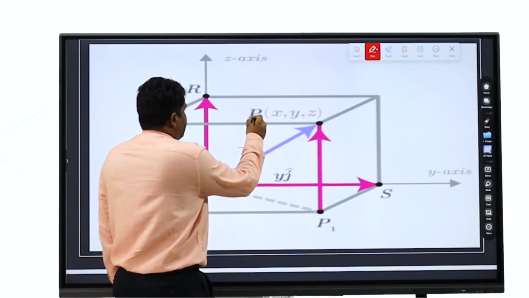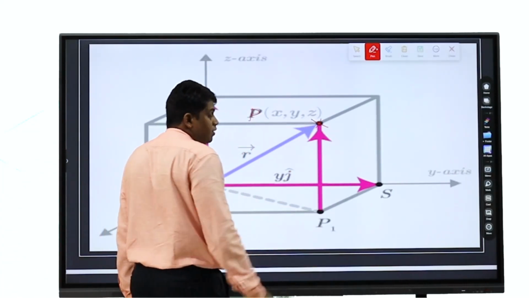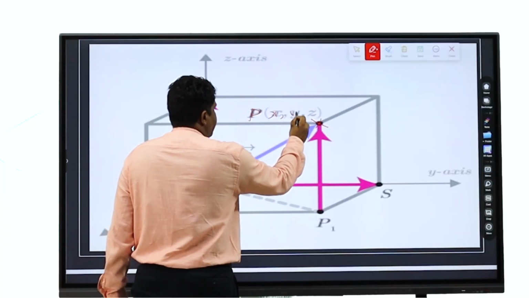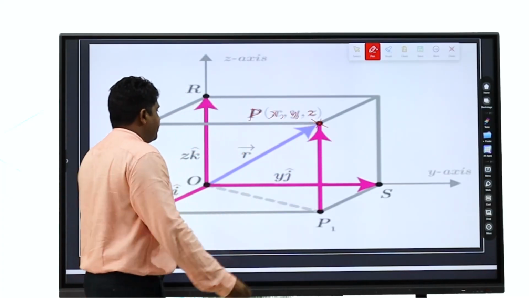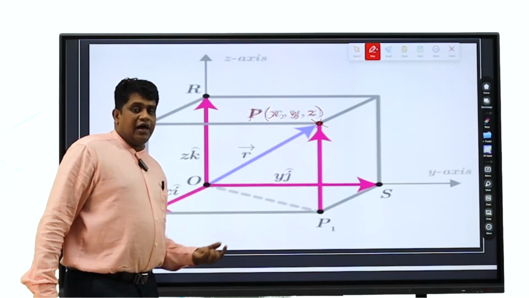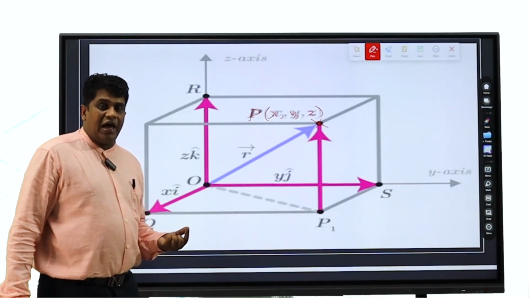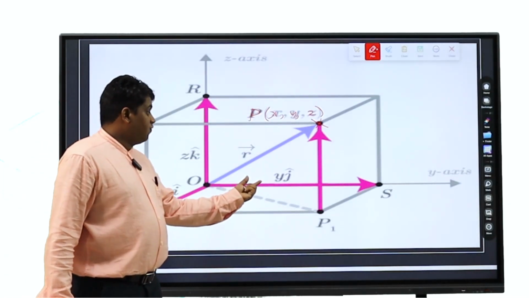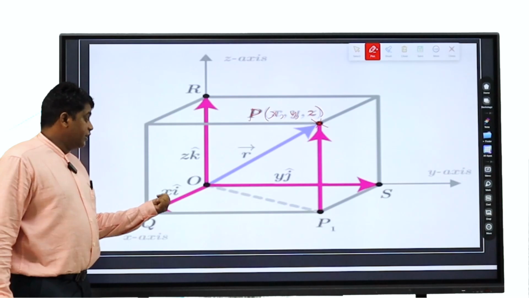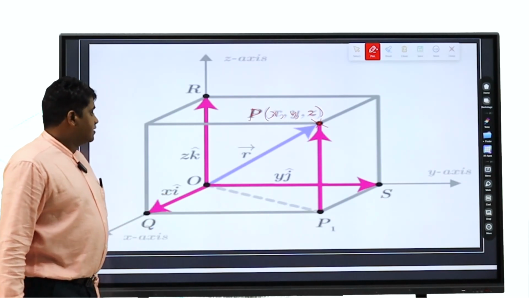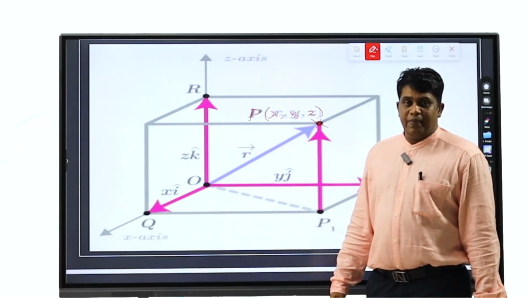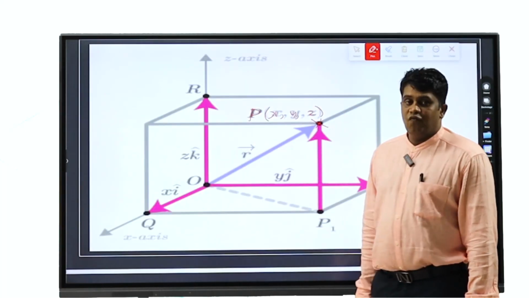Let this be a point P, and its coordinates are x, y, z. Then yj is a vector having magnitude y along the direction of the y axis, and xi is a vector which has the magnitude x along the direction of the x axis. Similarly, zk is a vector having magnitude z along the direction of the z axis.